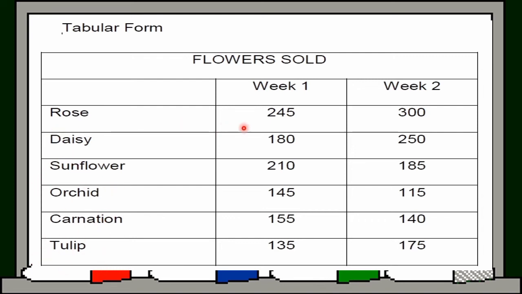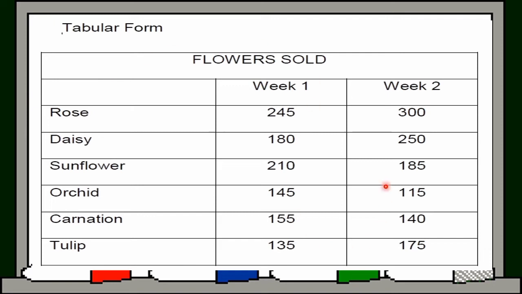For rose, ang nabenta niya sa week 1 ay 245 and week 2, 300. For daisy, week 1, 180, week 2, 250. For sunflower, week 1, 210, week 2, 185. For orchid, week 1, 145, week 2, 115. For carnation, week 1, 155, week 2, 140. For tulip, week 1, 135, week 2, 175.